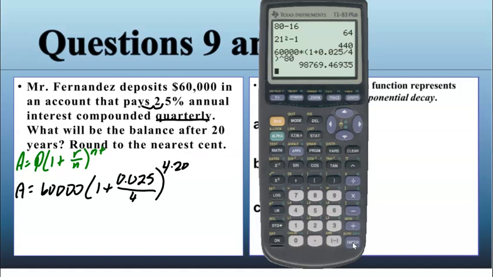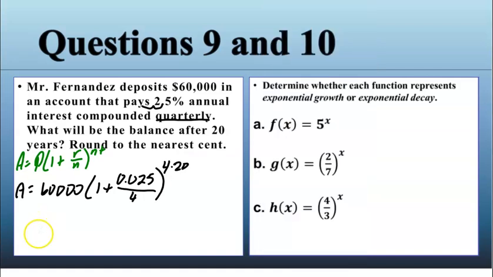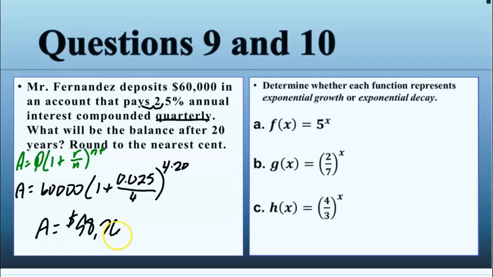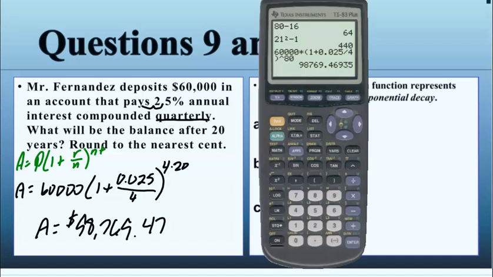So 98,769 and 47 cents, just verify that. So $98,769.49.